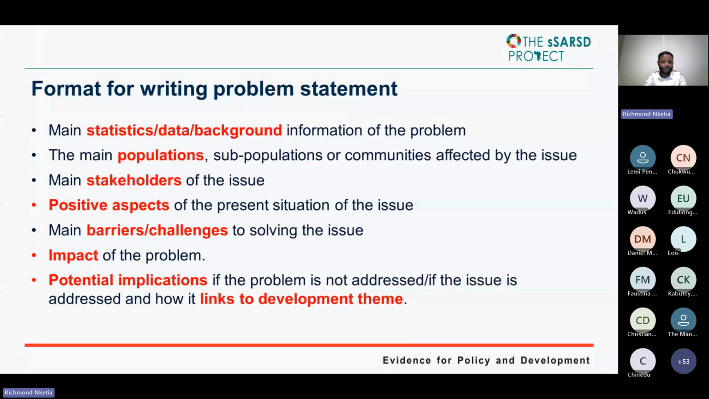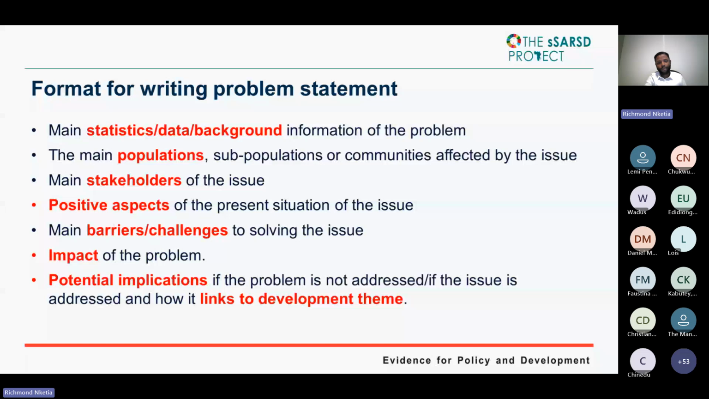So it could be the benefit if the issue is addressed, or the implications if the issue is not addressed. Either case is fine. So instead of saying, if you don't address this issue, this is what is going to happen, you could also say, if you address this issue, this is what is going to happen. If you address this issue, you are going to save 2,000 children per year who die from hunger. If you don't address this issue, you are going to lose 2,000 children to hunger every year. It's either side, it's fine. Yeah, and how it links to the development theme.